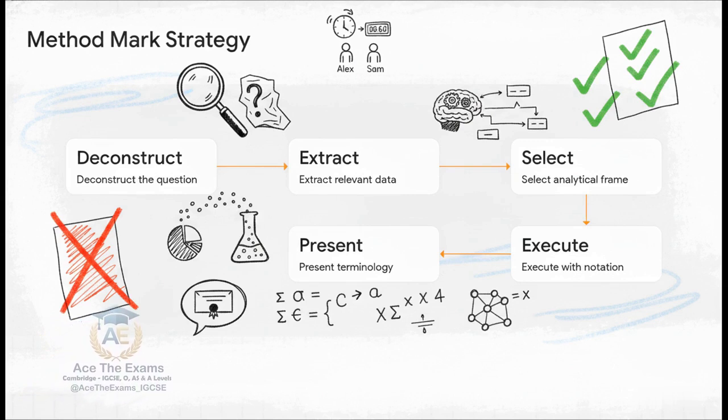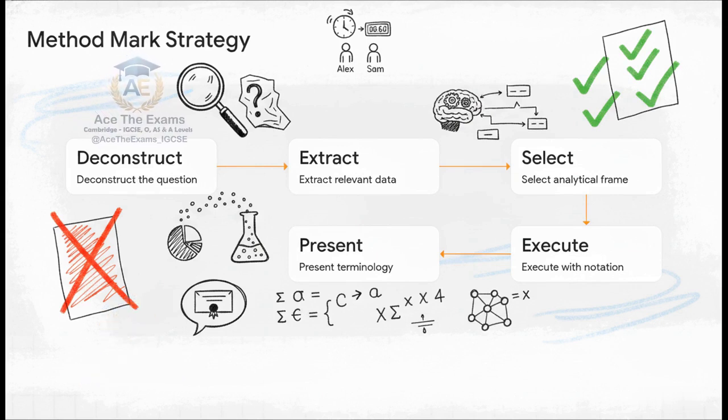Step 3. Select the analytical framework. For ANNs, maybe you need the forward propagation formula, or maybe you're calculating the error delta. Step 4. Execute with clear notation. Guys, this is absolutely massive. Even if your final calculation goes completely sideways under pressure, executing with clear working and proper notation secures you those precious method marks. Step 5.